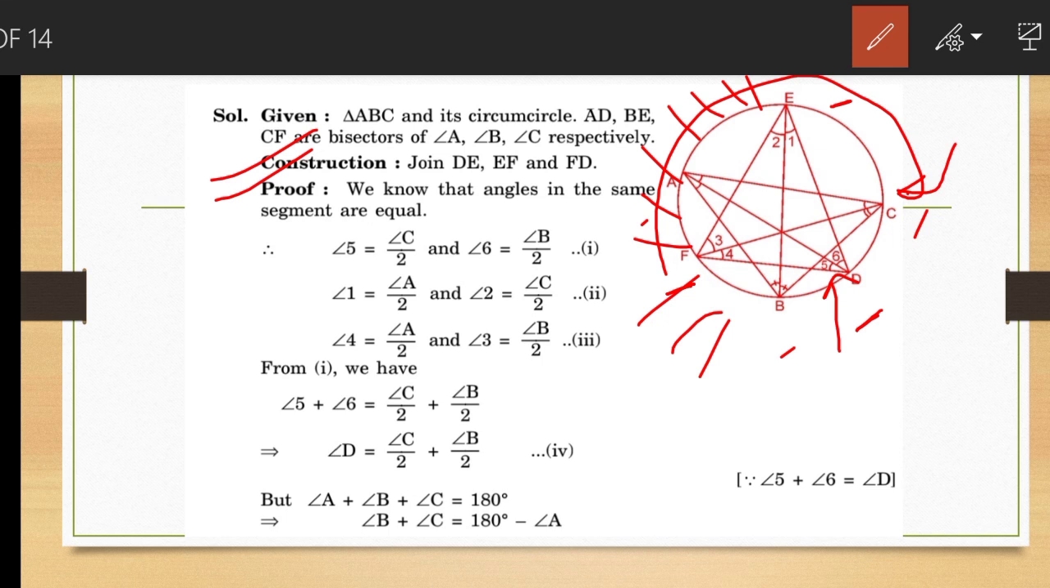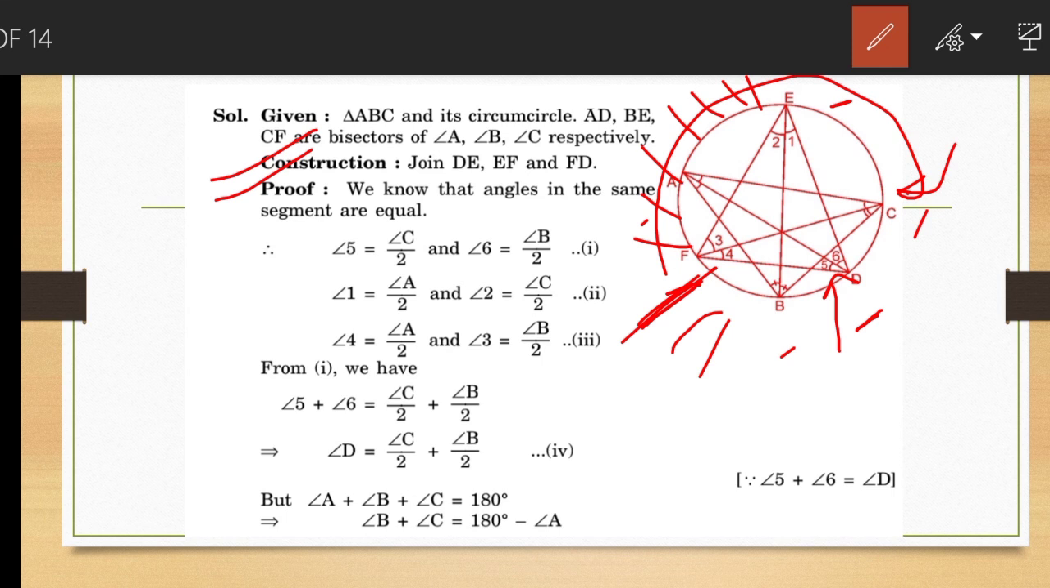So here the angles depend upon the segment which we are considering. For angle 5, we have considered the segment B to E. For angle 6, we are considering the segment F to C. For angle 1, which is on top, we are considering the segment F to C. For angle 2, we are considering the segment A to D. For angle 4, which is on our right hand side here, we are considering the segment B to E, and for angle 3, we are considering the segment A to D. So depending on the segments, we are considering the angles.